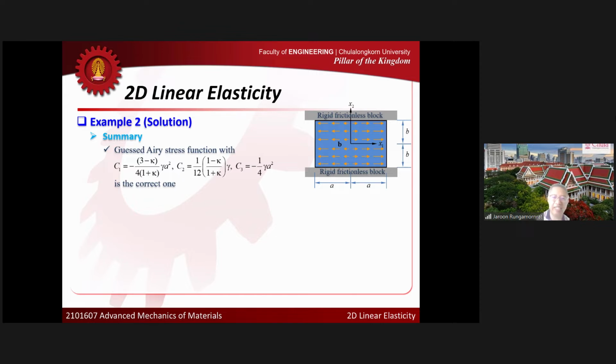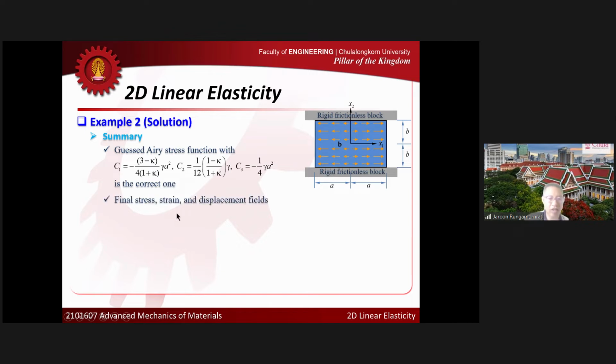Okay, I can say that the guess Airy stress function is the right one, with C1, C2, and C3 taking these values. If you take C1, C2, C3 equal to this, the Airy stress function that I get there is the correct one, because it generates all fields that satisfy all conditions on the boundary, and the function itself also satisfies the compatibility condition, right? The value of C2 just confirms that the Airy stress function that I showed satisfies the compatibility condition. C1 and C3 just came from satisfying the boundary condition, right?